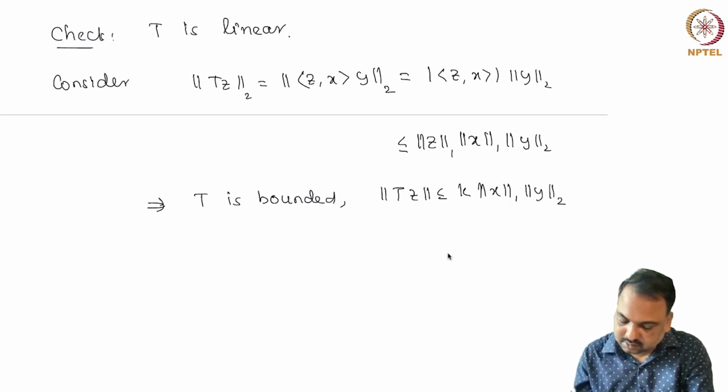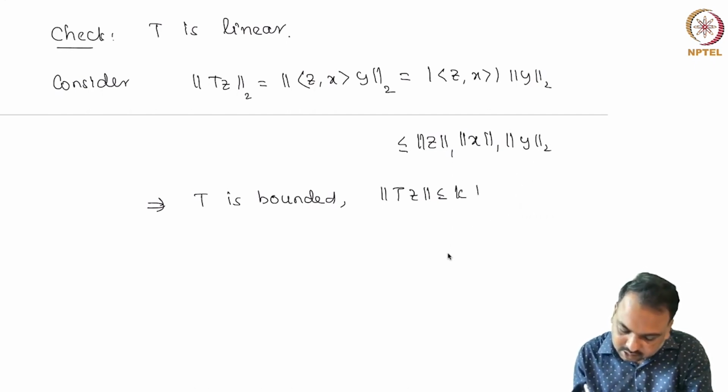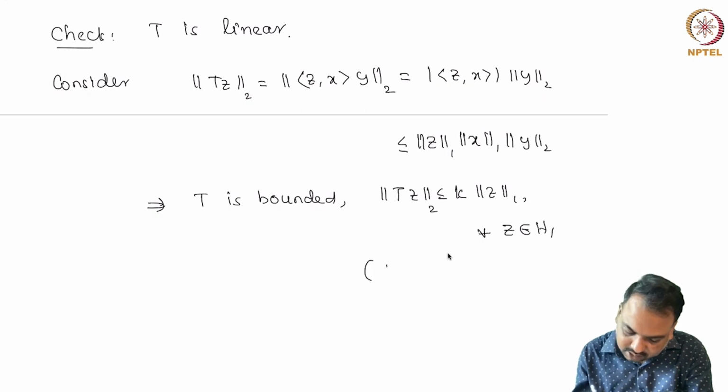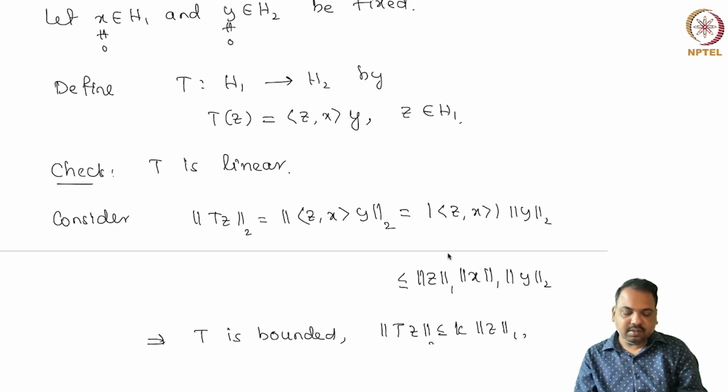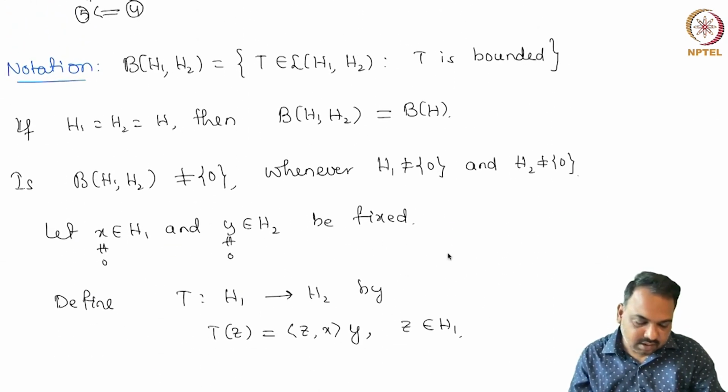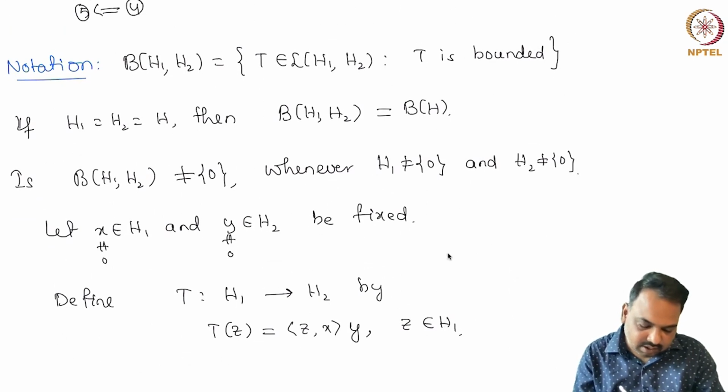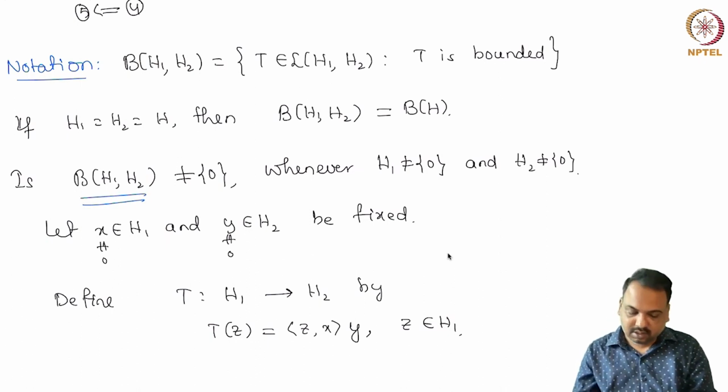for every z in H1, and here k is nothing but the norm of x multiplied by the norm of y. This is non-zero. You can say that this is a bounded linear map. That means we can conclude that B(H1, H2) is non-zero whenever H1 and H2 are non-zero.